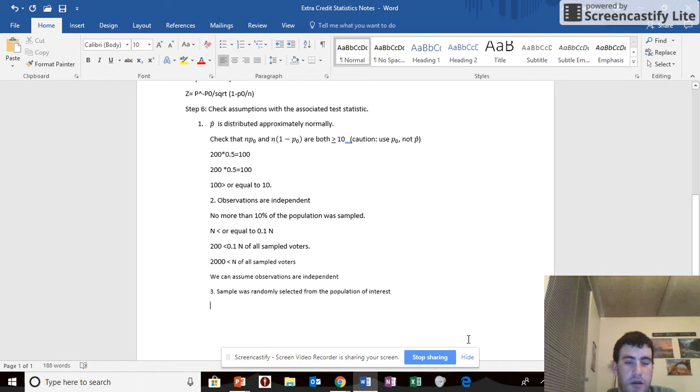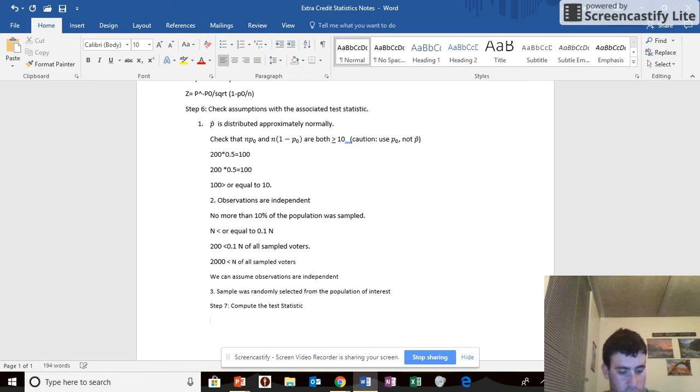Okay, I'm back. So as I was saying in the last video, the third part of step 6 is that the sample is randomly selected from the population of interest. Again, we have no reason to believe that in this case it was not randomly selected. So step 7 says to compute the test statistic.